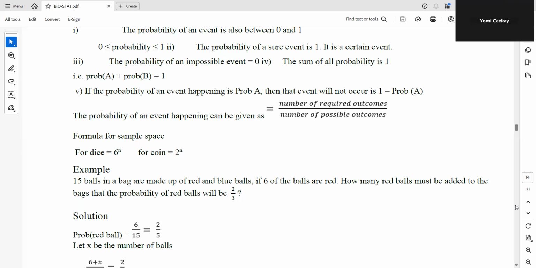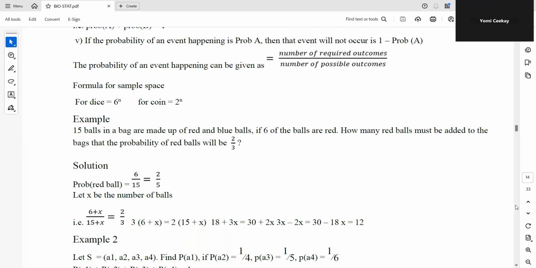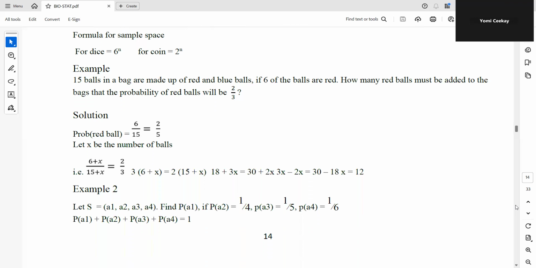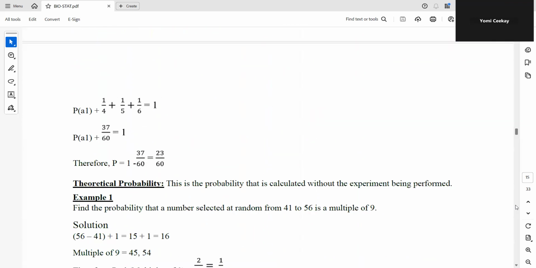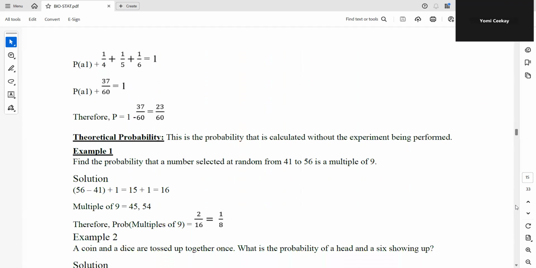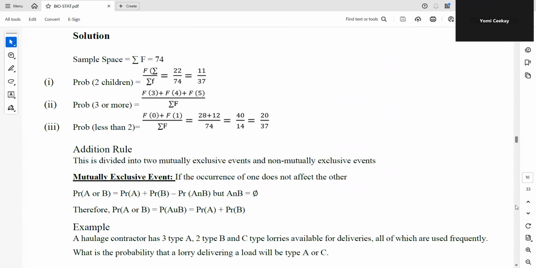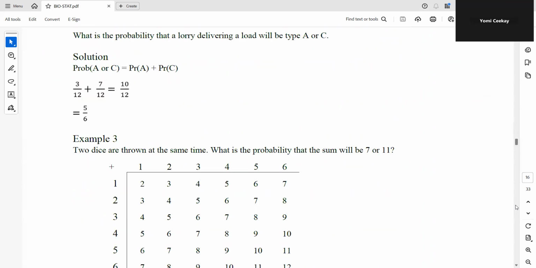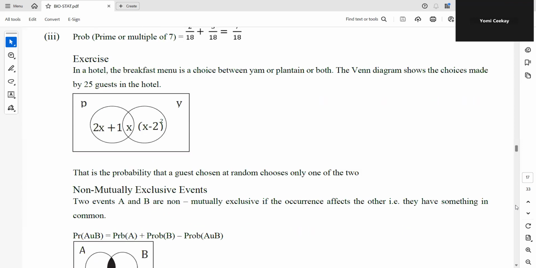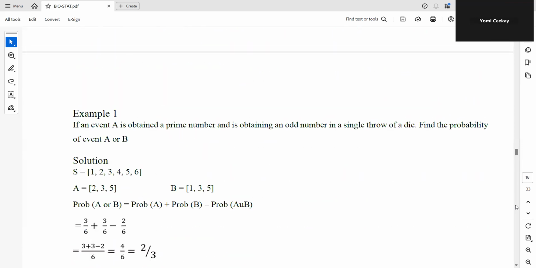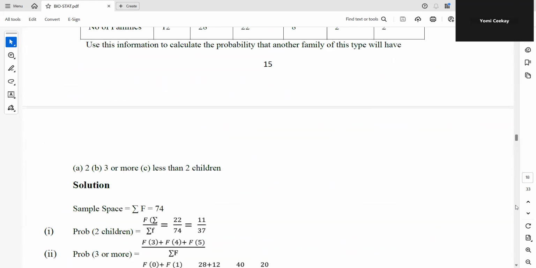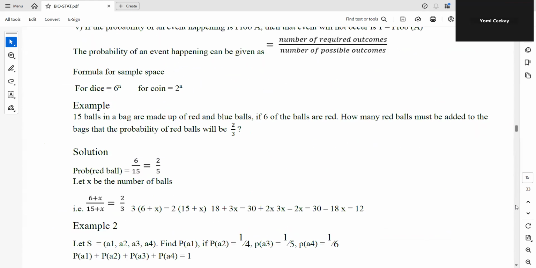We move forward. From the material here, you see examples on probability. Let's go to the different types of probability. We have the theoretical probability, and under the theoretical probability we have the mutually exclusive event and non-mutually exclusive event. Also, we have... okay, let me explain this first.